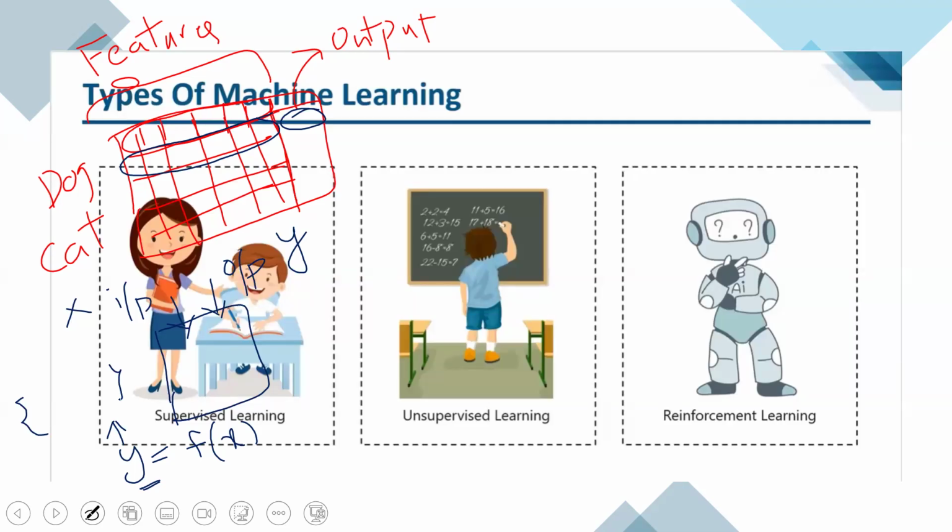What unsupervised learning actually means is that to this unsupervised learning, you will not feed the label or the output. What you will just feed is the features only. Once the features are fed to this particular algorithm of type unsupervised, what it will do is identify the patterns in the data.